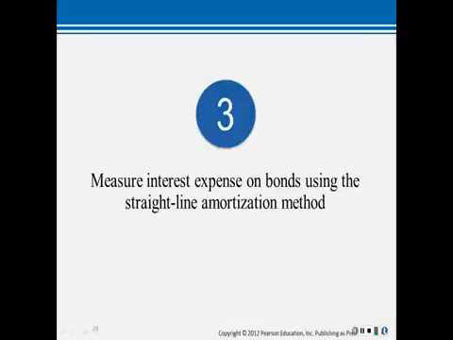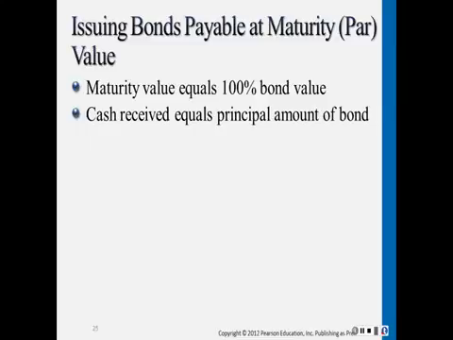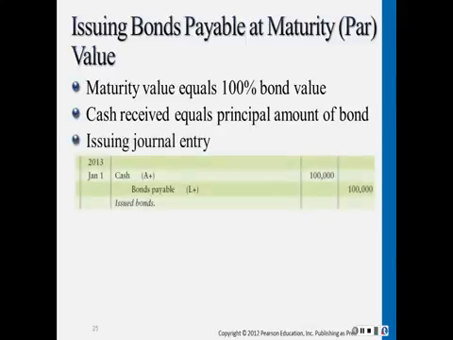The third learning objective is to measure interest expense on bonds using the straight line amortization method. The journal entry to record issuing a bond payable at maturity value includes a debit to cash and a credit to bonds payable.